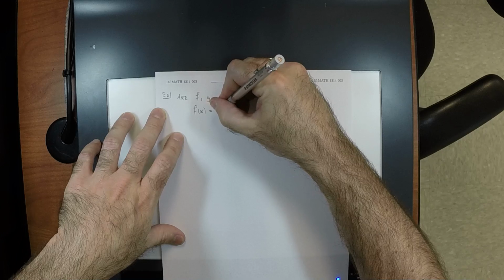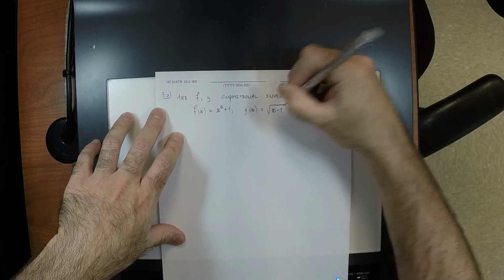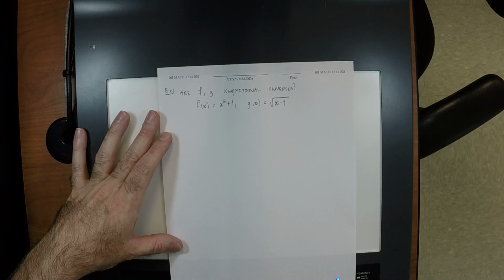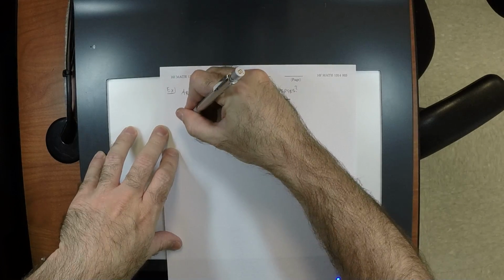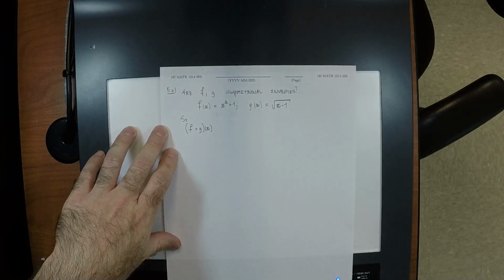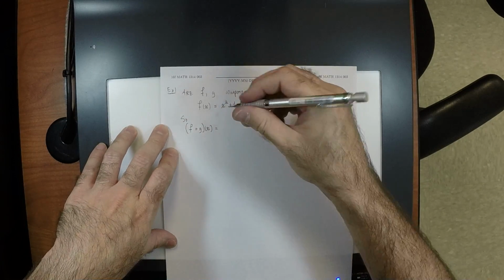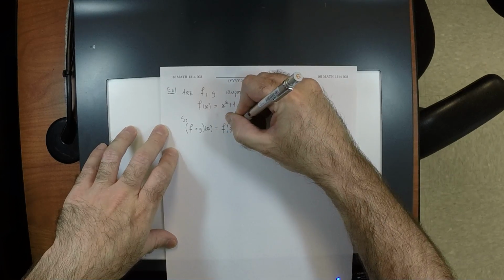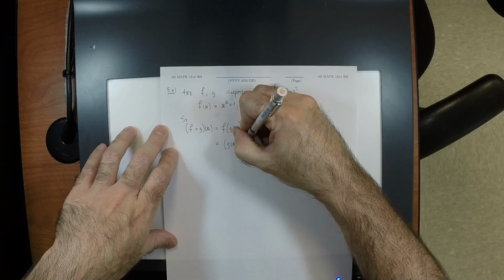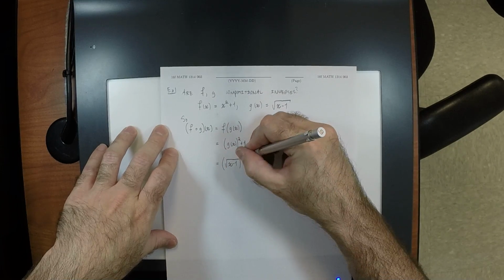So f of x is x squared plus 1, and g of x is square root of x minus 1. So what are we going to do? Okay. So f circ g, evaluate at x. Supposing they are inverses, what should I get if I do that? I should get x. Well, that would be writing it without the composition operator. That'd be f of g of x. And then that would be g of x, square that, add 1. And that would be square root of x minus 1, square that, add 1.